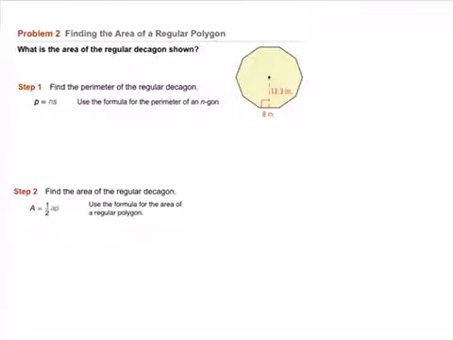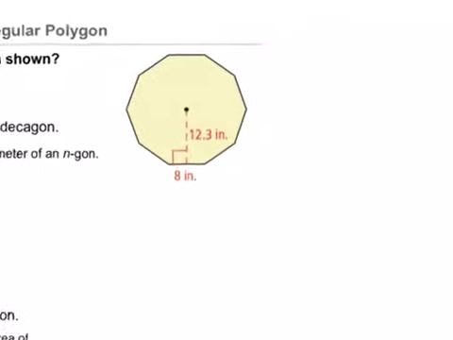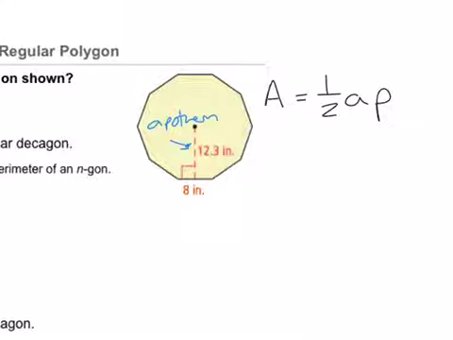Okay guys, so here on problem 2, we're going to practice finding the area of a regular polygon, kind of putting it all together. I'm going to start over here and write the formula that we know. Area equals 1/2 AP. If you take a look at your figure, one of the nice things is that this 12.3 is the apothem. So they're already giving me that, which makes it a little bit easier.